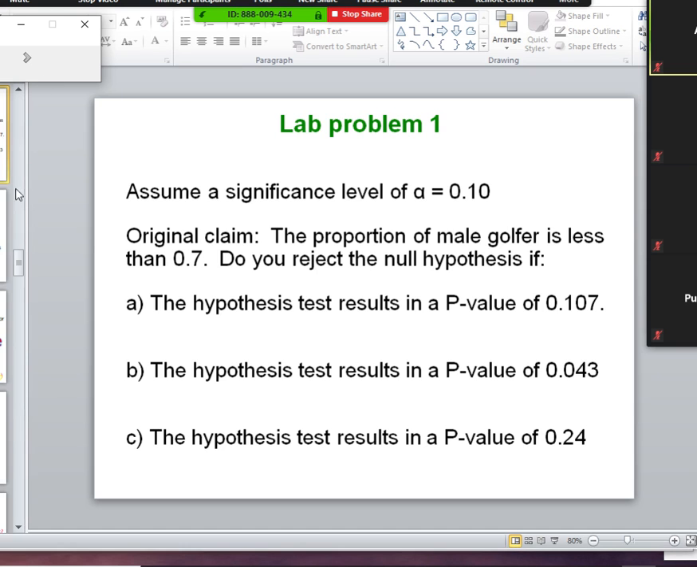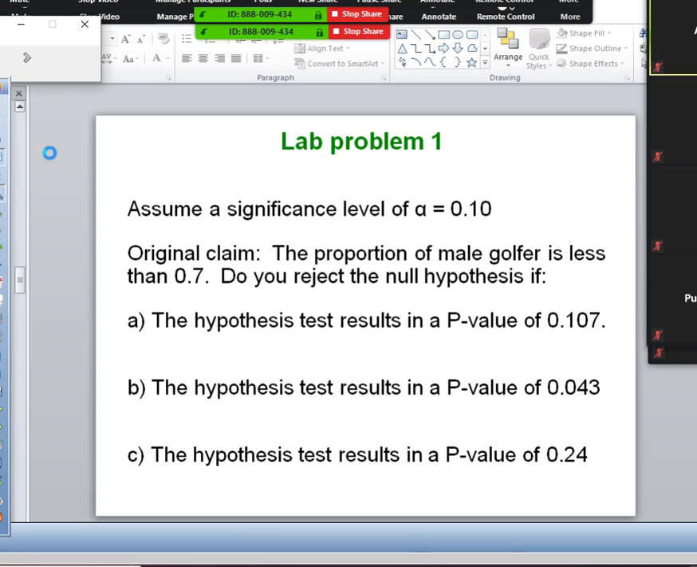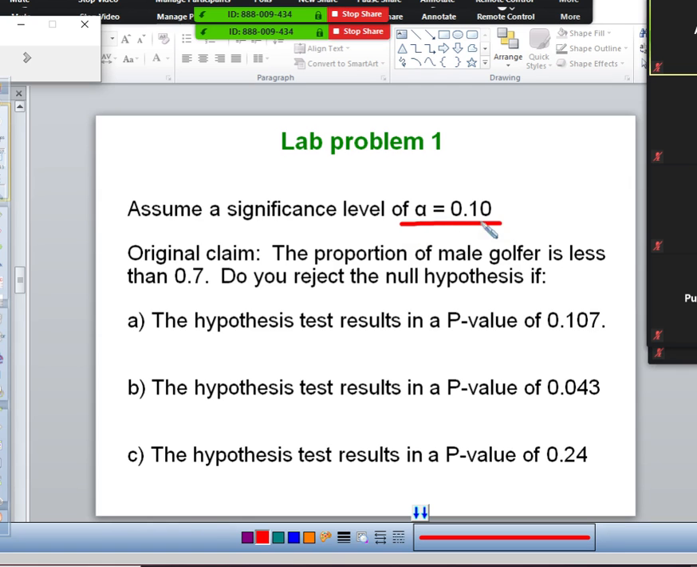So right now, in the next 15 seconds, I want you to take a look. Here, my alpha is 10%. So 10% or less is unusual. My question is, here are some p-values. Are these unusual and will I reject H0 or not? So do A right now, and I'm going to call on somebody randomly in 15 seconds. So do A. 15 seconds.